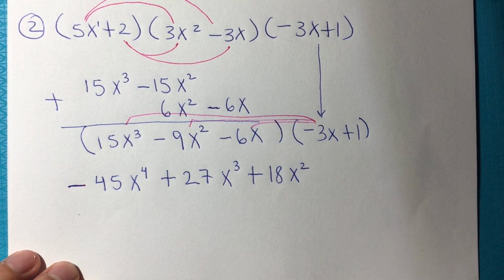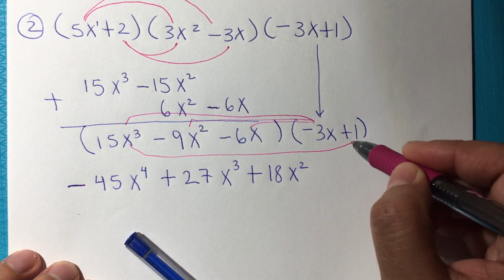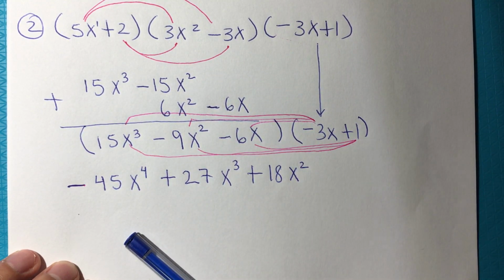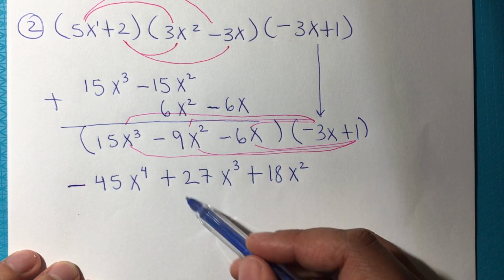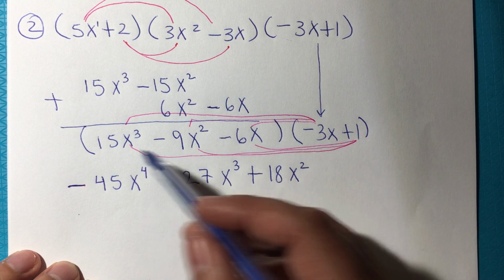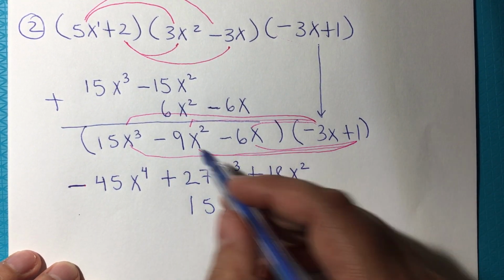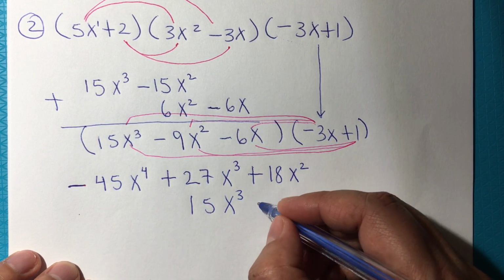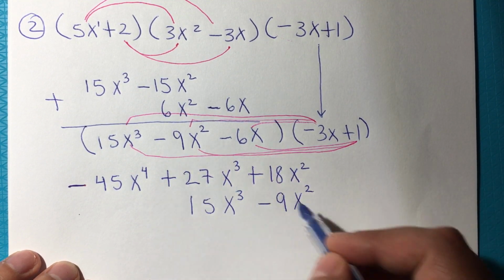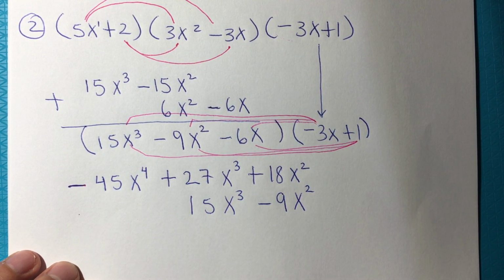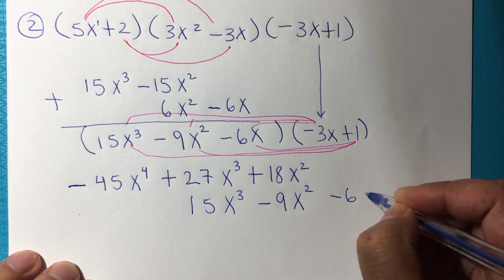Now for the next one, you're just going to multiply the 1 times each one of the terms inside of the first parentheses. And so 1 times 15x cubed, I'm going to arrange it again here with the x cubed. 1 times 15x cubed is 15x cubed. 1 times negative 9x squared is negative 9x squared. Remember that when we're multiplying by 1, it doesn't change anything. It doesn't change the sign. It doesn't change the other parts of the term. And 1 times negative 6 is negative 6x.